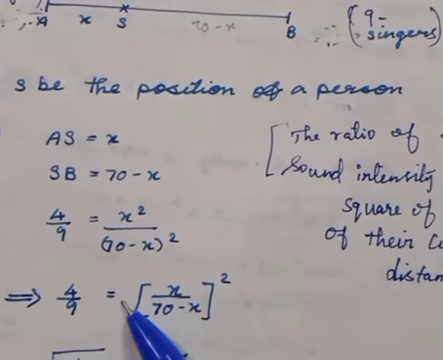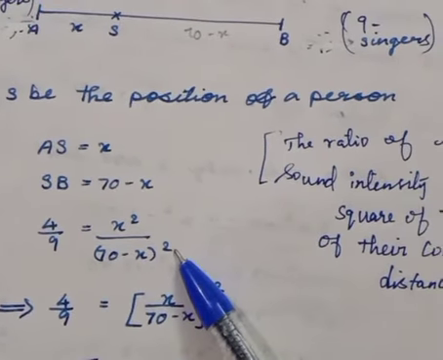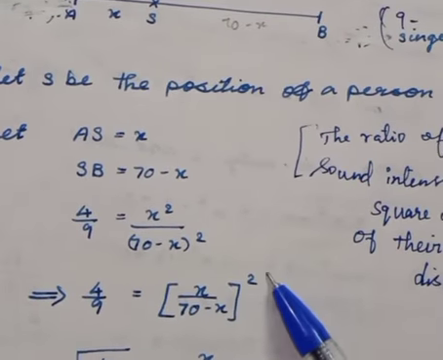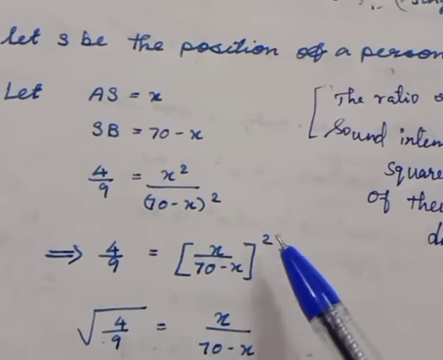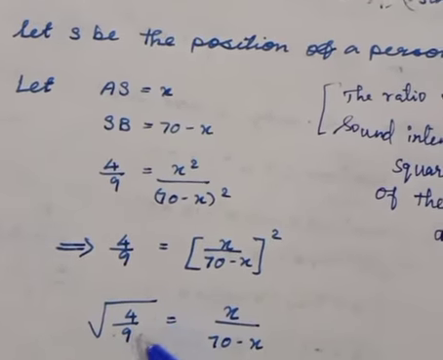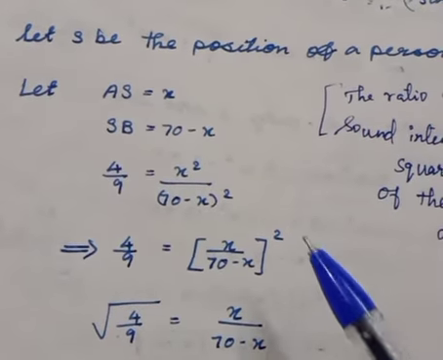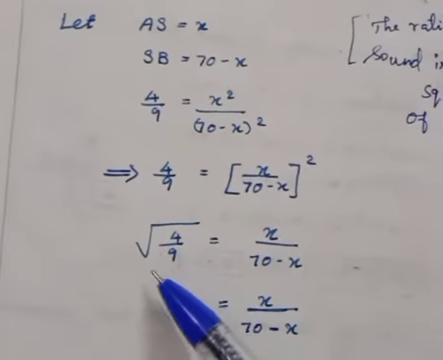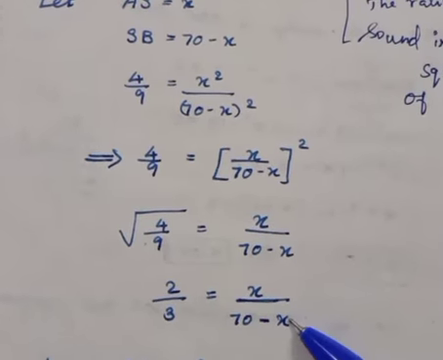Now 4 by 9 is equal to, for numerator and denominator, we write it as the same power, so that is X by 70 minus X whole square. Taking square root on both sides, root 4 by 9 is equal to X by 70 minus X. Square and square root cancel. So the square root of 4 by 9 is written as 2 by 3, which is equal to X by 70 minus X.